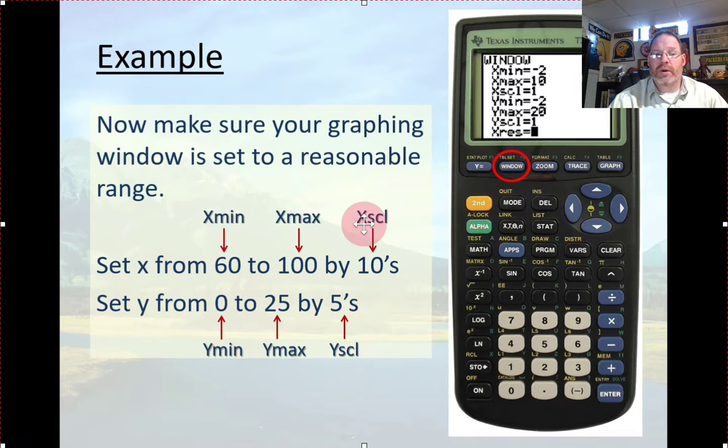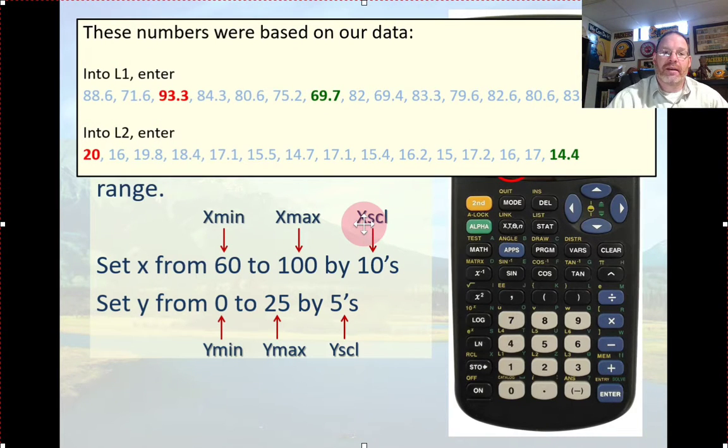Okay, so in case you're wondering where the 60, the 100, the 0 to 25 came from, I didn't just make them up out of thin air. They came from our data. This was our set of data, and if you look at L1, we had a low of 69.7 and a high of 93.3, so I said we'll go from 60 to 100.